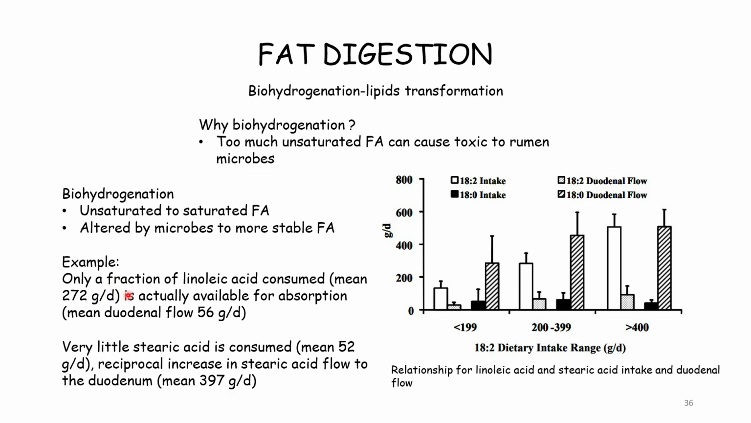Example, only a fraction of linoleic acid consumed is actually available for absorption. Mean duodenal flow is 56 grams per day. So very little stearic acid is consumed, yet there is a reciprocal increase in stearic acid flow to the duodenum. So this is the relationship for linoleic acid and stearic acid intake and duodenal flow.